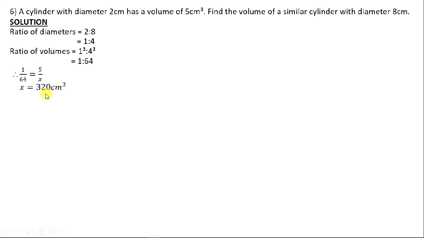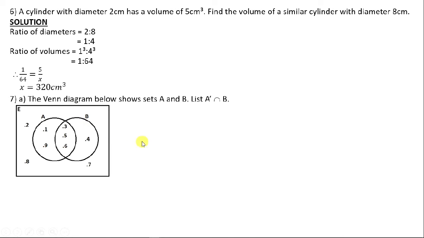Multiply 64 times 5, you get 320. Therefore, the volume of the larger cylinder was 320 cubic centimeters. We continue. Question 7a is saying the Venn diagram below shows sets A and B. List A complement intersection B.